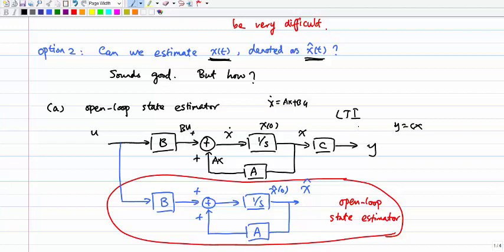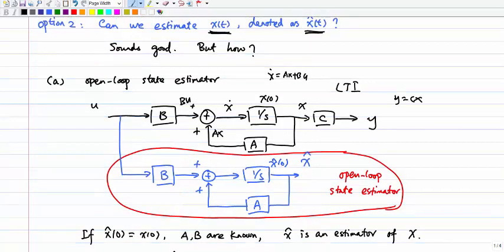Now what the open loop state estimator says is, let's make a copy of everything I have, except I don't need C and Y, I only need X. So copy everything from B until the state X. I copy B here and copy everything over here. Now this gives me the estimated X hat. Even though I don't know this X, I can use this to build this block. This is called the open loop state estimator to find out what X hat is.